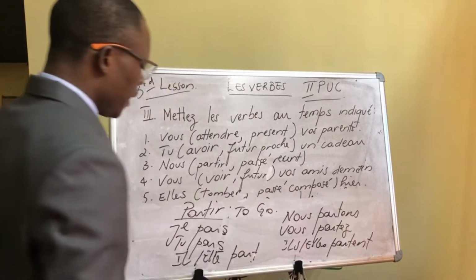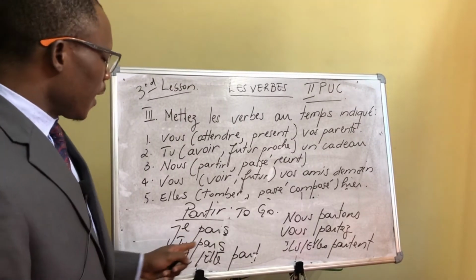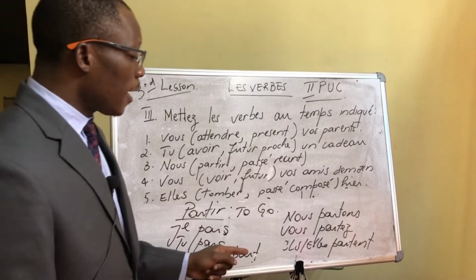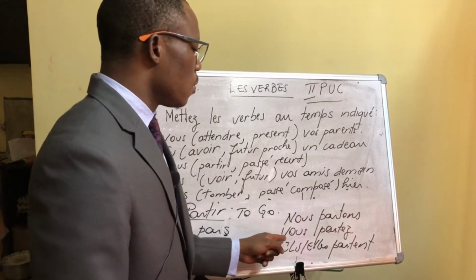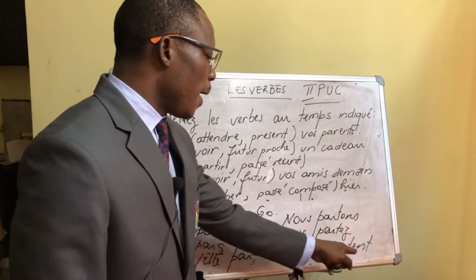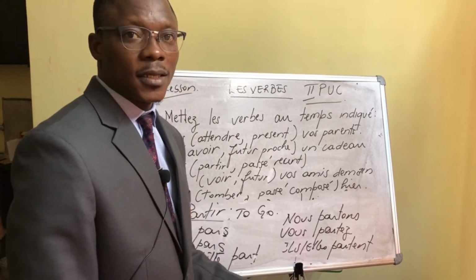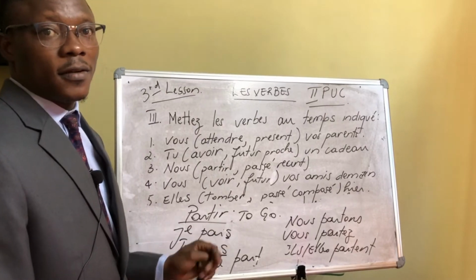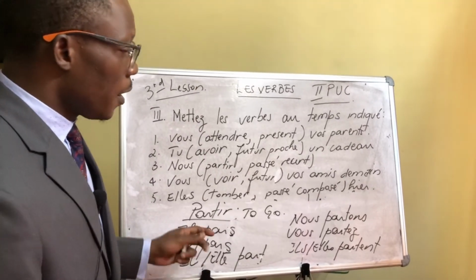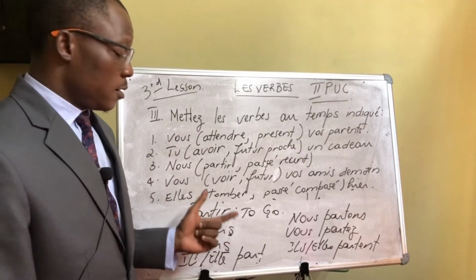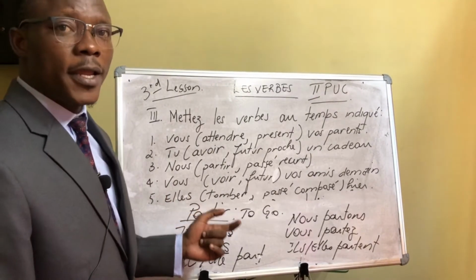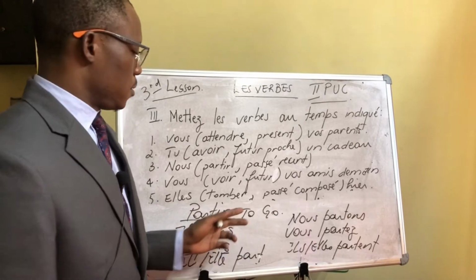I will read it again. Je pars, tu pars, il part, elle part, nous partons, vous partez, ils partent, elles partent. I hope you can see the print and read it very well. Now, that was the second group verb in present tense.